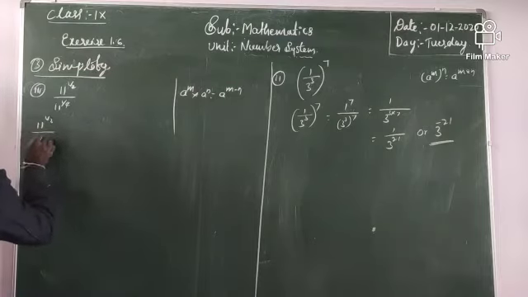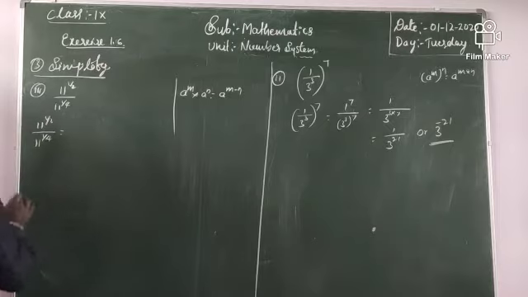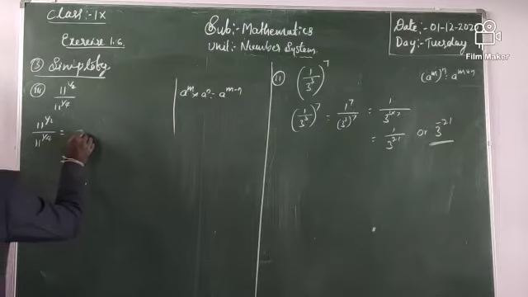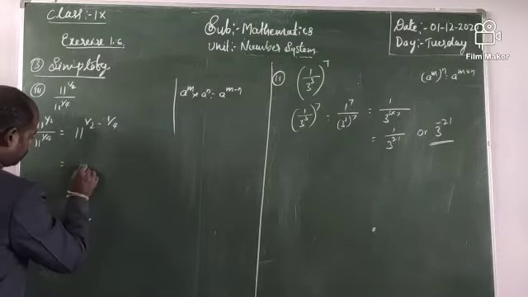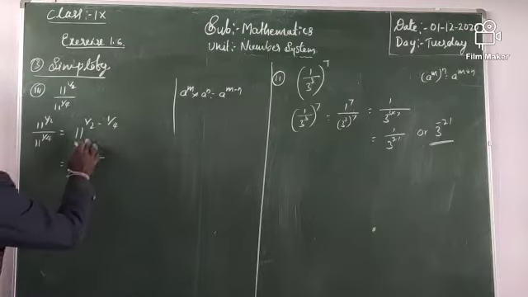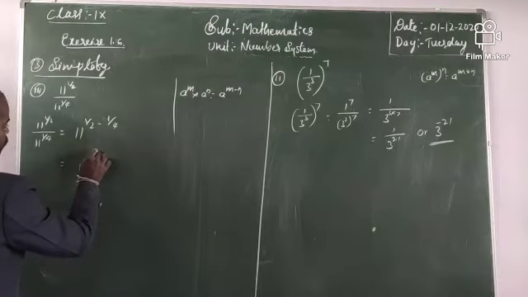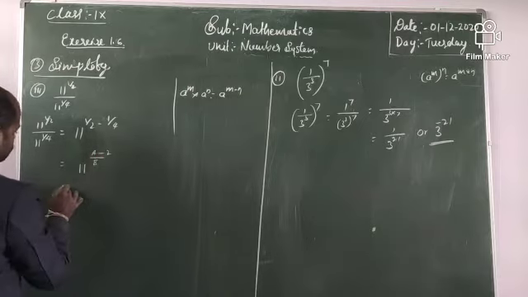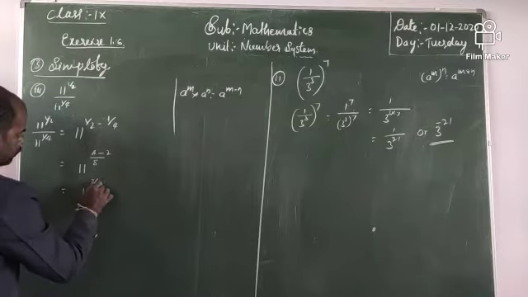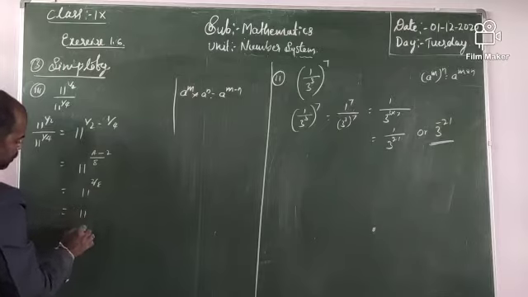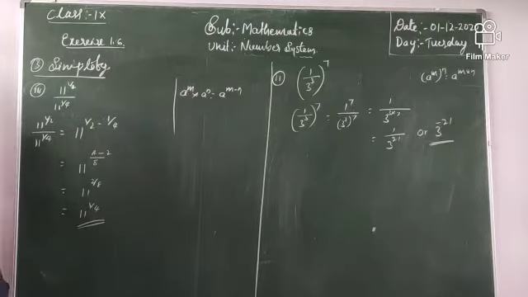11 to the power of 1 by 2 divided by 11 to the power of 1 by 4, which is equal to 11 to the power of 1 by 2 minus 1 by 4. Here the LCM of 2 and 4 is 4, so it is 11 to the power of 2 minus 1 by 4, which is equal to 11 to the power of 1 by 4.